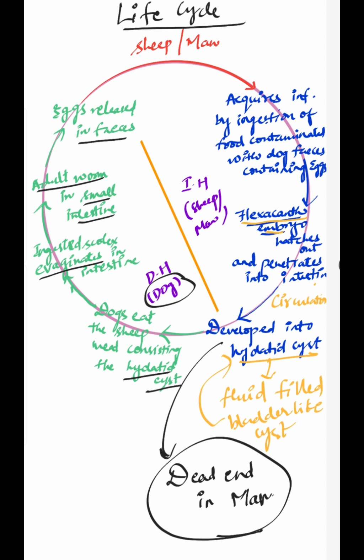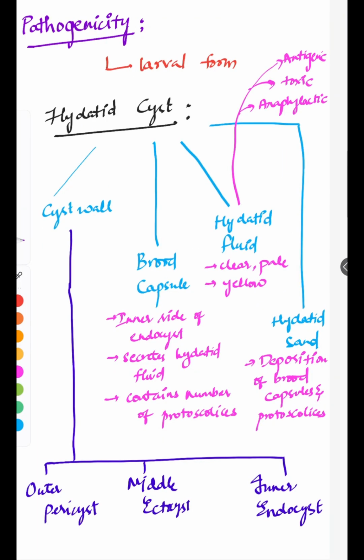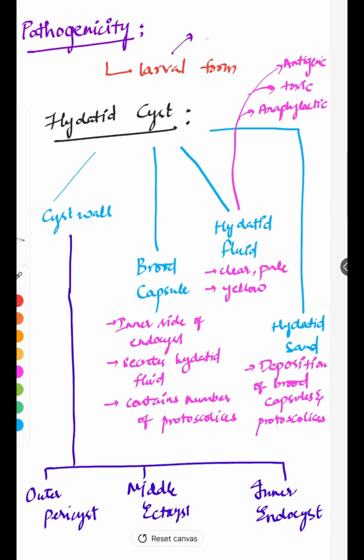So next we'll see about the pathogenicity. Previously I told you that the larval form is the pathogenic form, right? So this leads to the pathogenicity. Now coming to the hydatid cyst. In the hydatid cyst, generally it is of 4 parts, but before that we'll describe the hydatid cyst. So how is the hydatid cyst?